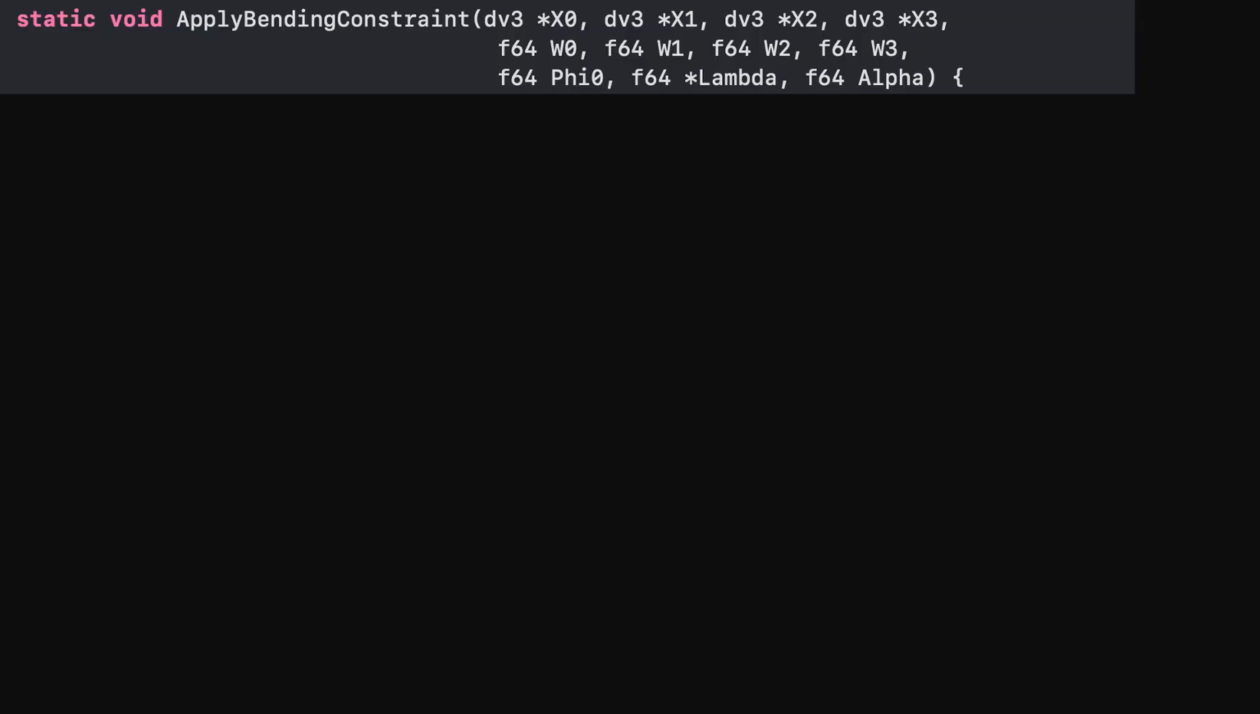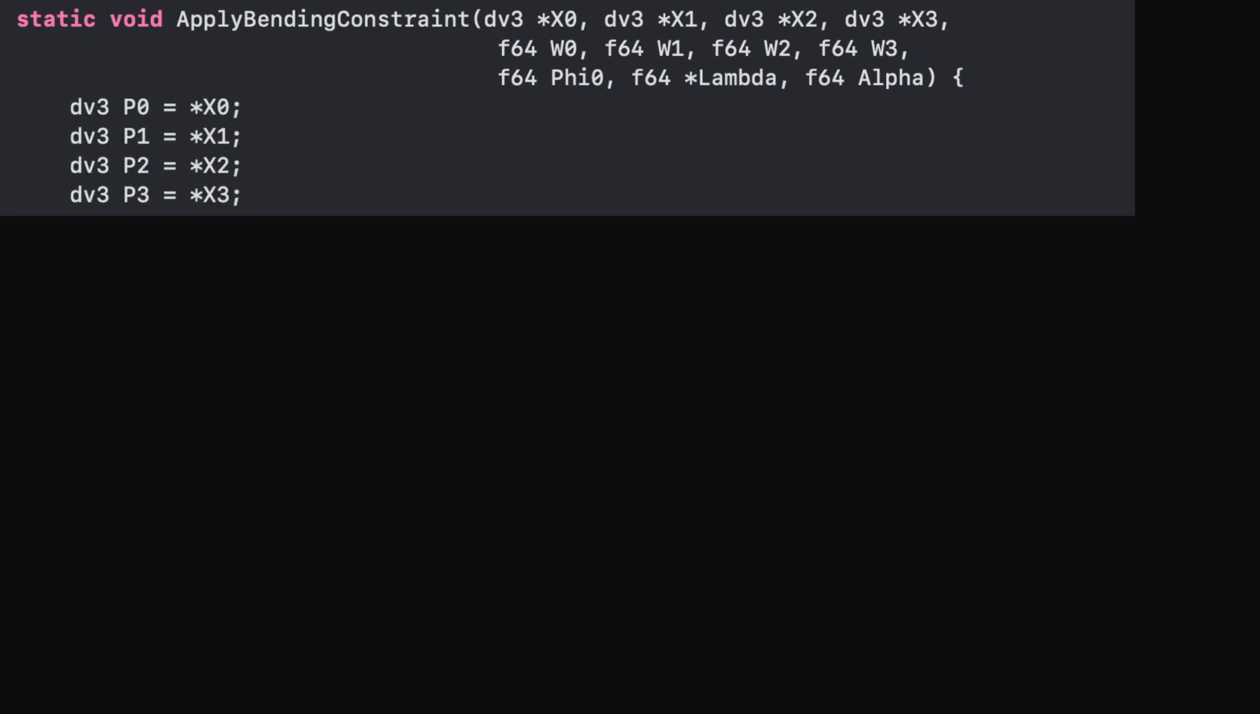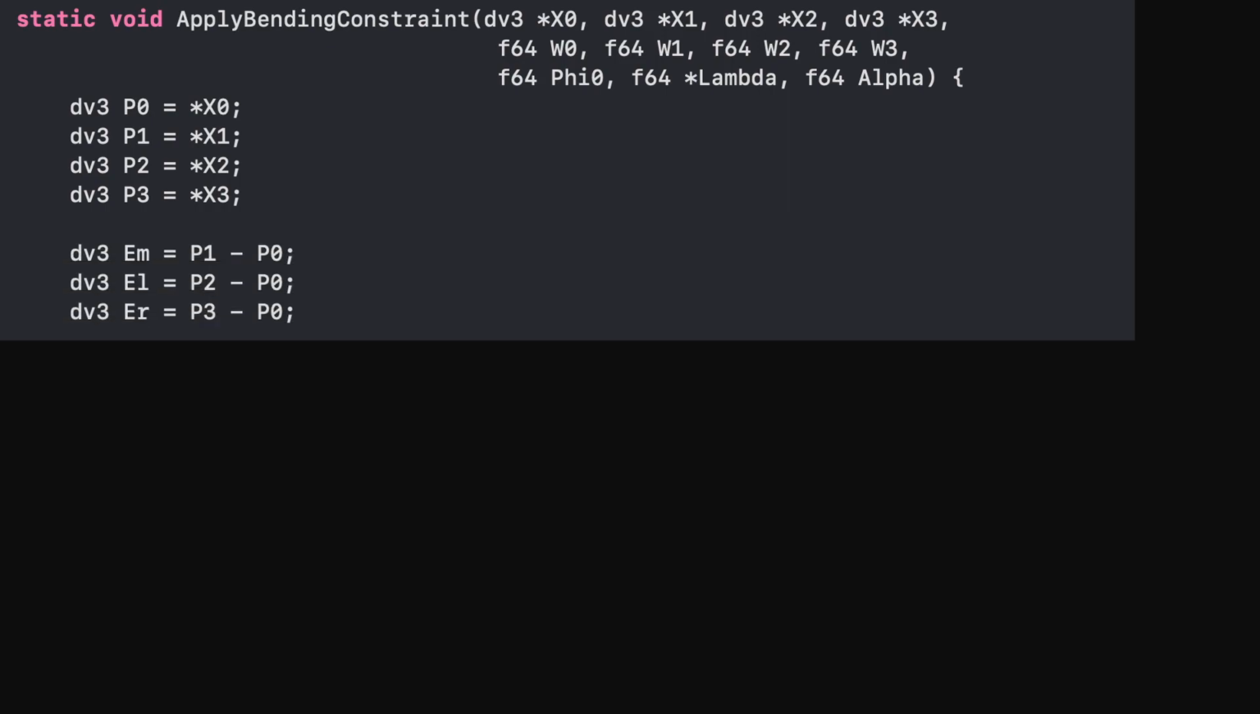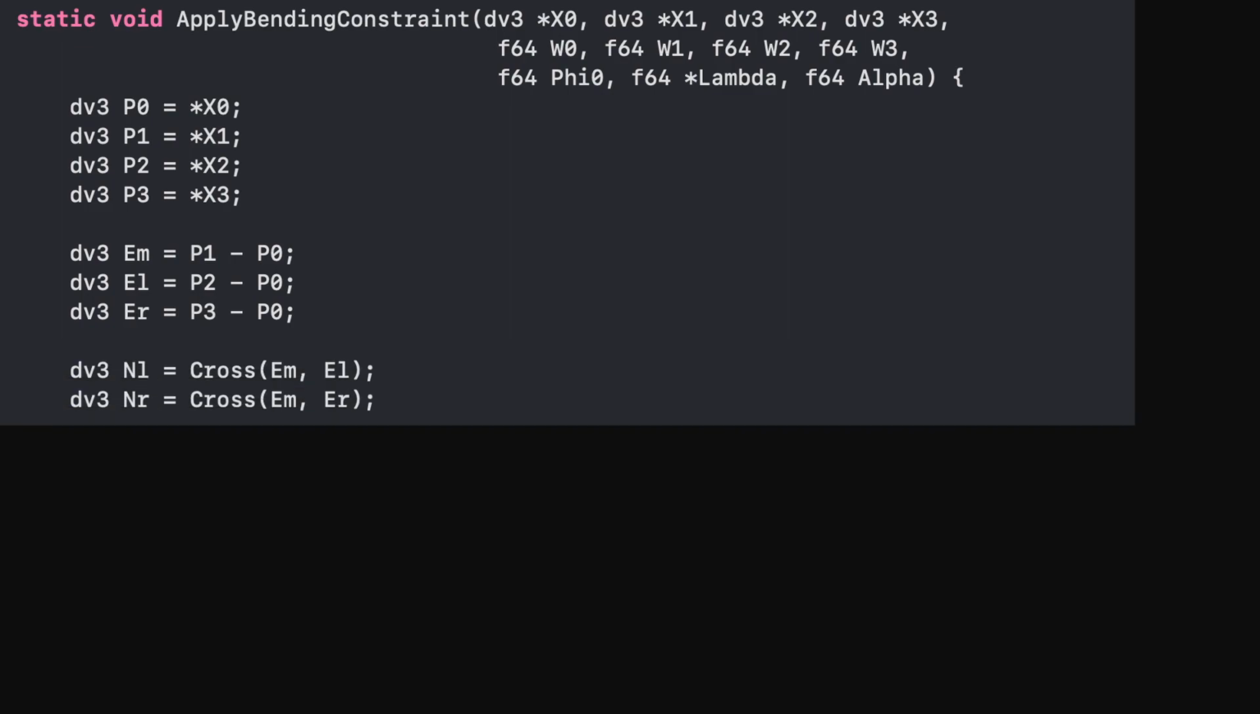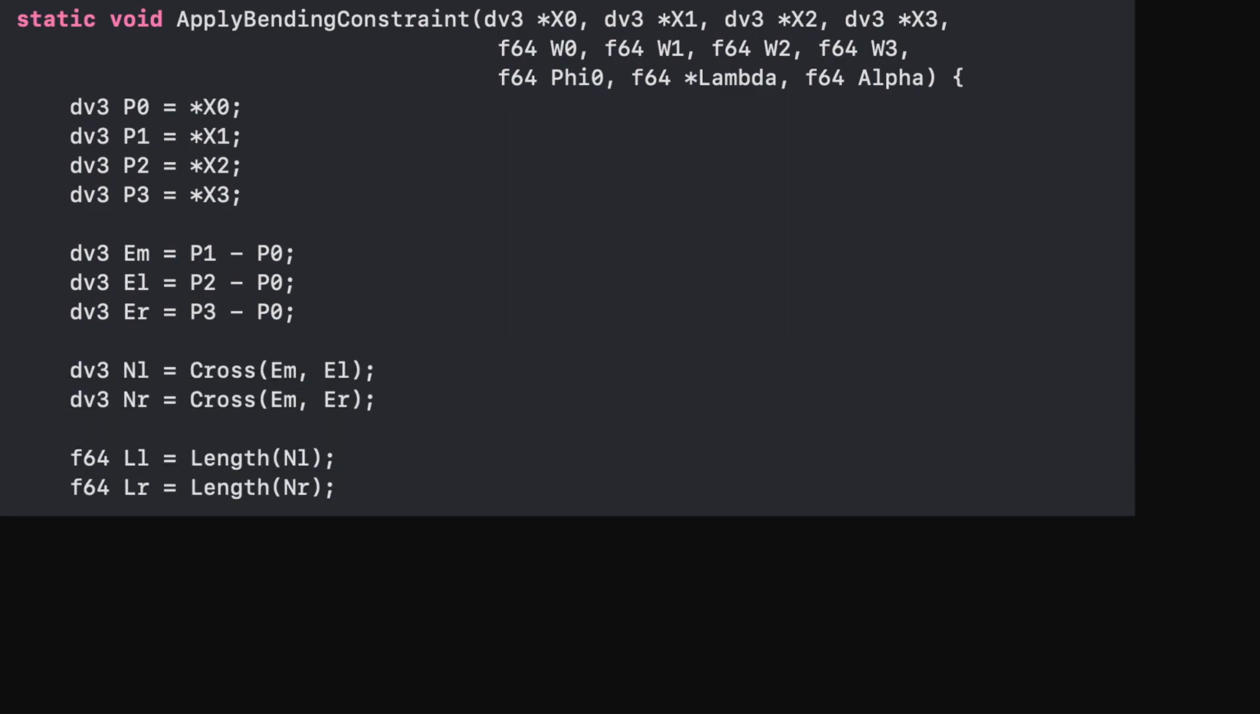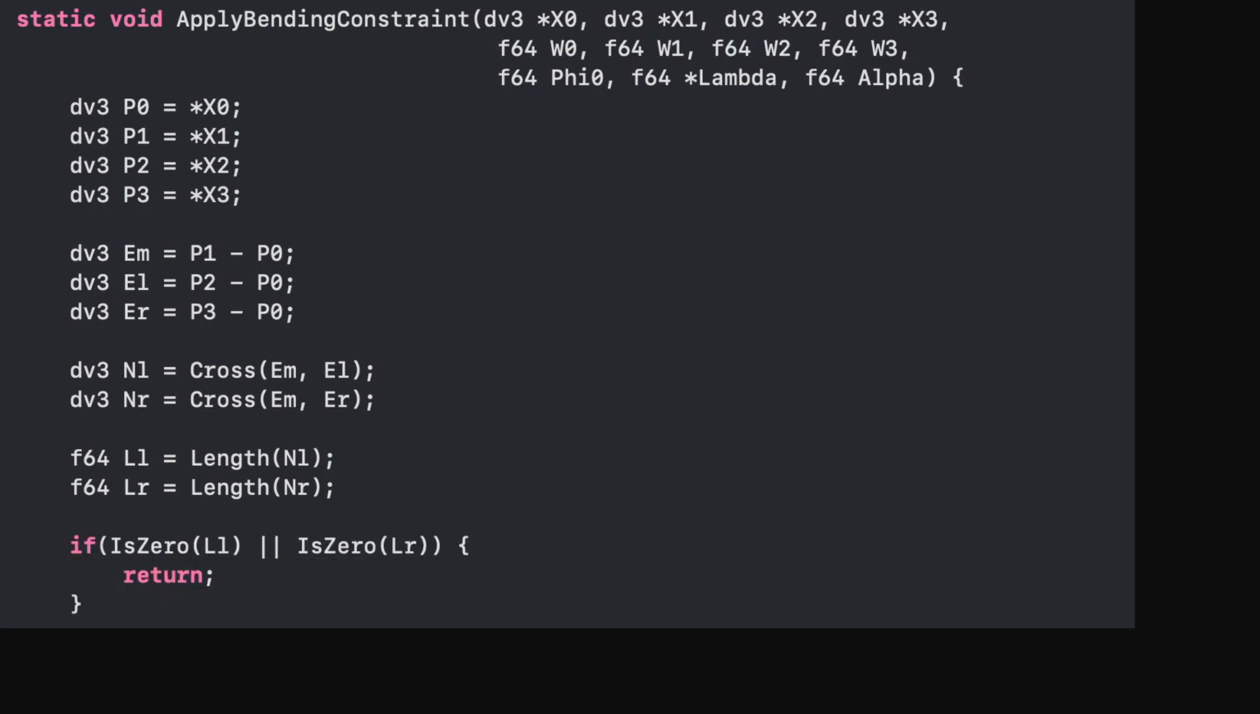This function solves a single bending constraint, which means it needs to be called for each edge of the model. It takes the four positions x0, x1, x2 and x3 as pointers, their inverse masses w0, w1, w2 and w3, the initial angle phi 0, and again a lambda variable and a stiffness variable alpha. The four position pointers correspond to the four positions p0, p1, p2 and p3 in the constraint function. In addition, the three edge vectors em, el and er and the normal vectors nl and nr with their respective lengths ll and lr are defined. If any of the two lengths is 0, its corresponding triangle is degenerate and an angle can't be computed. So the function returns in this case.